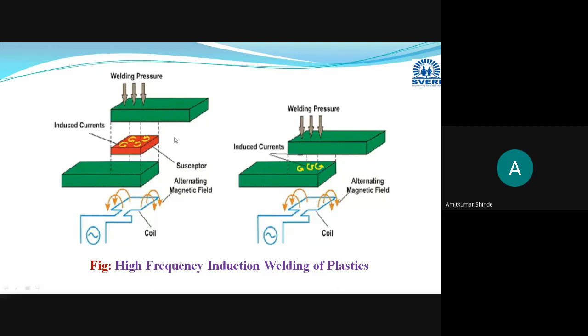And here we are going to place the susceptor. This susceptor is heated with the help of this inductor coil. With this inductor coil, we are going to generate the magnetic field, and due to that magnetic field, eddy currents are generated and this susceptor will be heated. And with the help of this susceptor or metal insert, these plastic materials which we want to join will be heated.